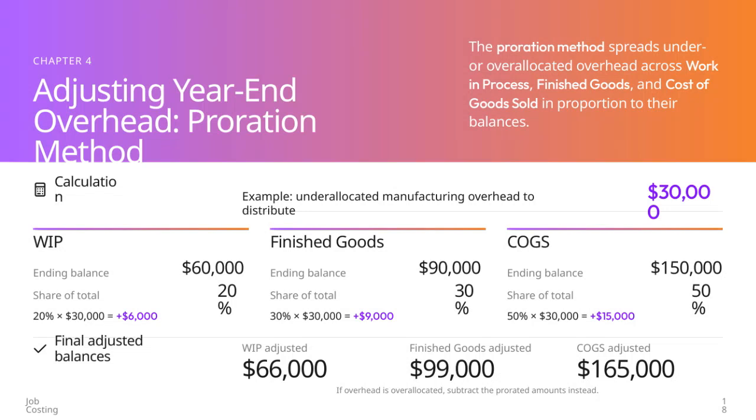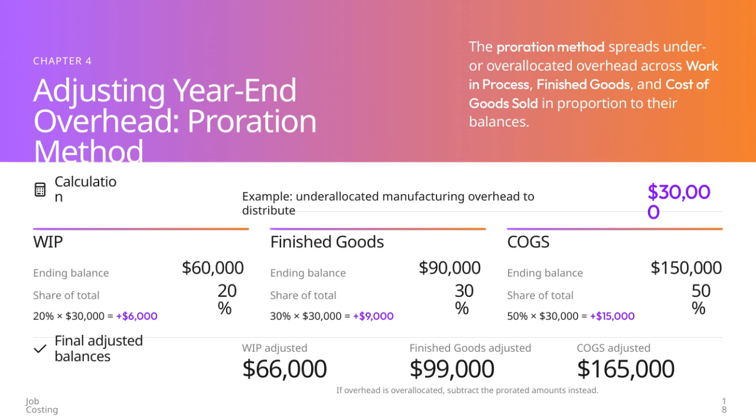In this slide, we're focusing on the proration method for adjusting year-end overhead. Essentially, this method allocates any under or overallocated overhead across three accounts: work in process, finished goods, and cost of goods sold, based on their ending balances. Let's break down the example here. We have an underallocated manufacturing overhead of $30,000 that we need to distribute. The ending balances for WIP, finished goods, and COGS are $60,000, $90,000, and $150,000 respectively.